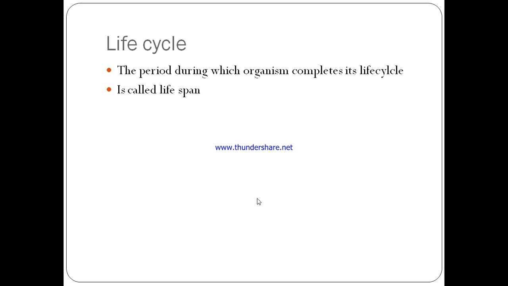Bacteria has a lifespan of 20 minutes. A pea plant has a lifespan of 4 months. A mouse has a lifespan of 2 to 3 years. An elephant has a lifespan of 70 to 90 years. A tortoise has a lifespan of 120 to 150 years. The period during which an organism completes its life cycle is known as lifespan.